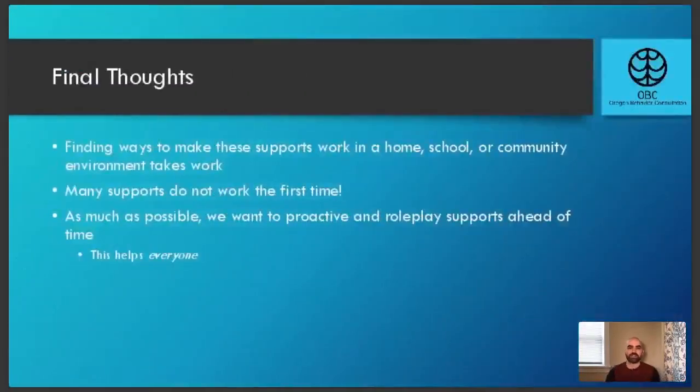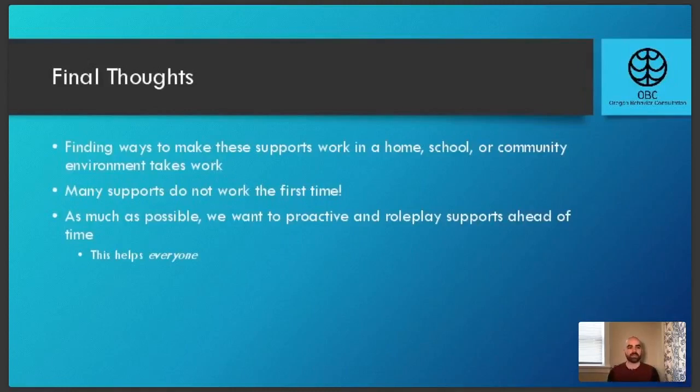So I hope that this training was helpful for you. I just want to go over some final thoughts. I understand that it's not always easy to make a lot of these supports work in everyday life. And so that's what I continue to try to help you guys to brainstorm and figure out: how can we make this practical for our family?